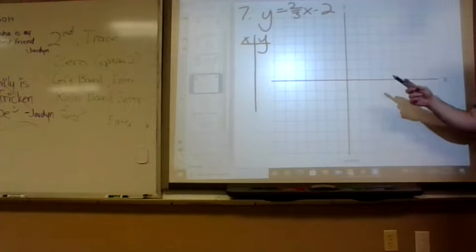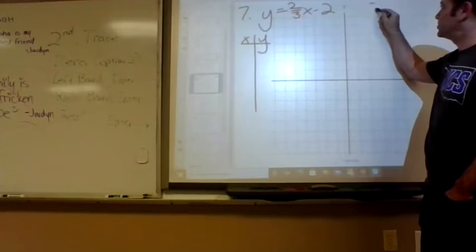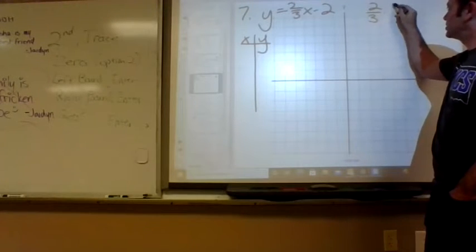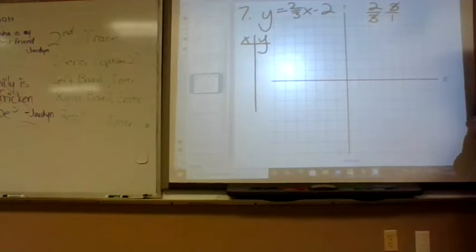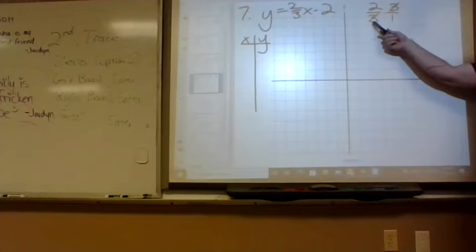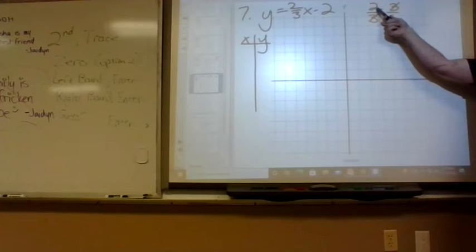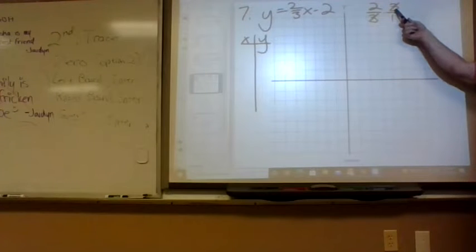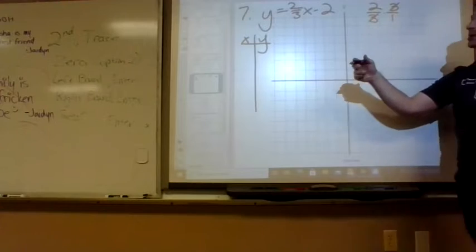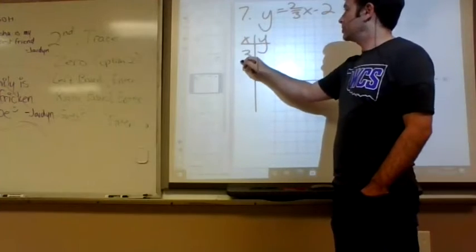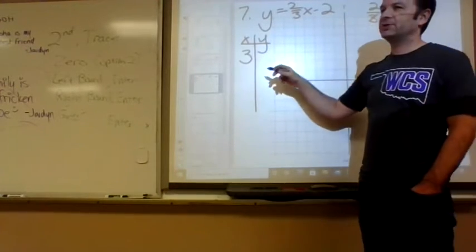Like 3. You guys know what 2/3 of 3 is? 2. Remember how that works? When you multiply by 2/3, you're really dividing by 3 and multiplying by 2. So if you choose a multiple of 3, it will reduce. Like 9, 6, 3. So 3 would work.